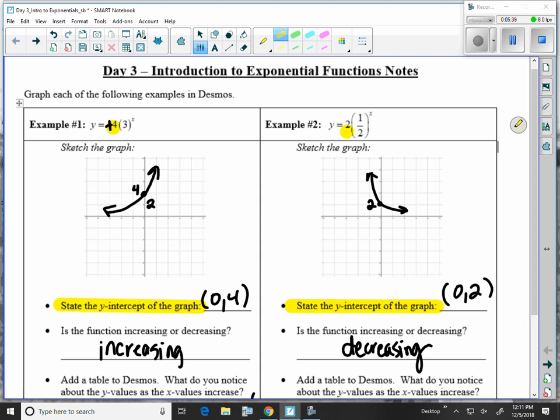Like when we were talking about fees, the initial fee or the initial charge, yeah. So that first number is the y-intercept, okay? We're going to talk a little bit more about the 3 and the 1/2, okay?